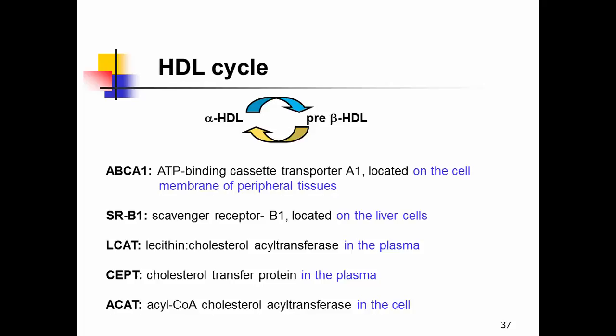The second receptor is called SRB1, the scavenger receptor B1. This receptor is located on the liver cells, and it's very important. It mediates the pickup of cholesterol esters from alpha HDL in the liver. So SRB1 is a receptor that mediates the pickup of cholesterol esters from alpha HDL by the liver.